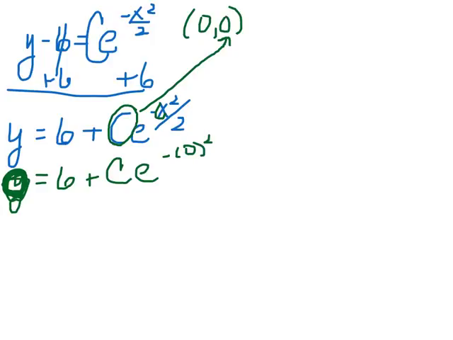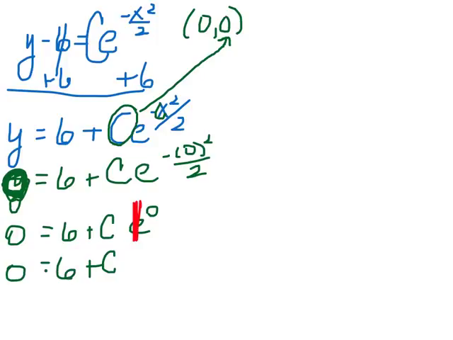Minus 0 squared over 2. All right, so I have 0 equals 6 plus c. Now, negative 0 squared over 2 is 0. e to the 0, I don't know if you remember this, but it's equal to 1. Anything to the 0 power is equal to 1. So I have now 0 equals 6 plus c. So what is c? If I'm trying to figure out what it is, negative 6.